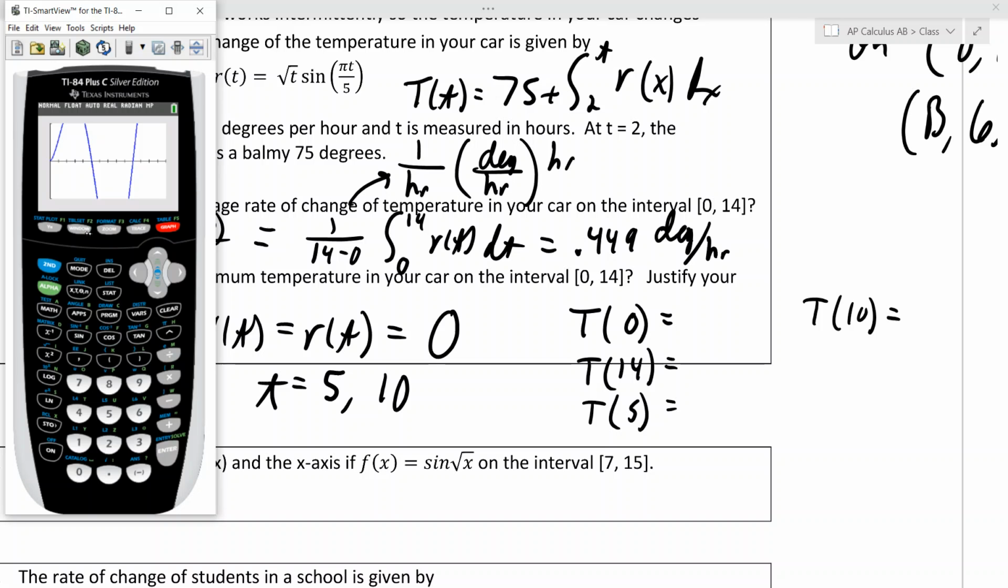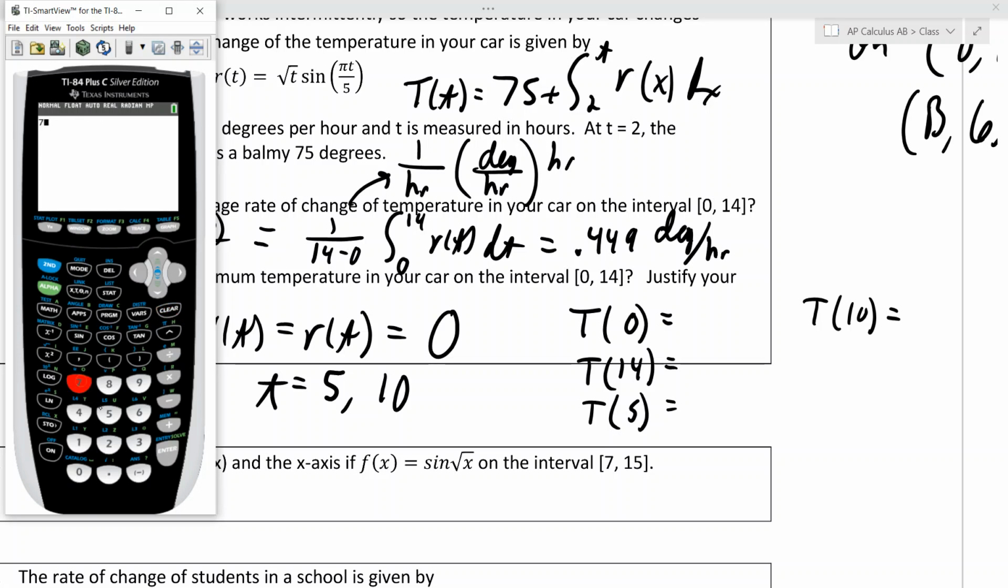Now looking at our graph here, this is the graph of the derivative. It's going to have to be at 5, which is a maximum, right? The derivative is going positive, negative. It's not going to be at 10. That's going to be a minimum. The derivative is going negative to positive. Or it could be at 14 because the derivative is positive leading up to that, so the temperature should be increasing. Cool.